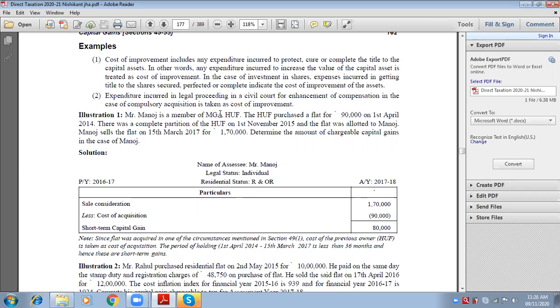Less cost of improvement. Is it given in the question? Suppose you renovated your house and 20,000 was paid. Is something like that given in the question? No. So inner column nil. Less cost of improvement, inner column nil.